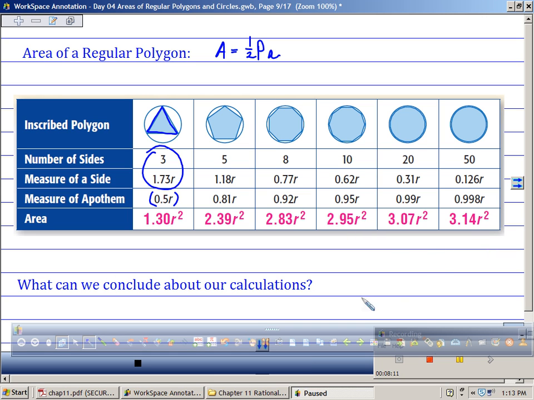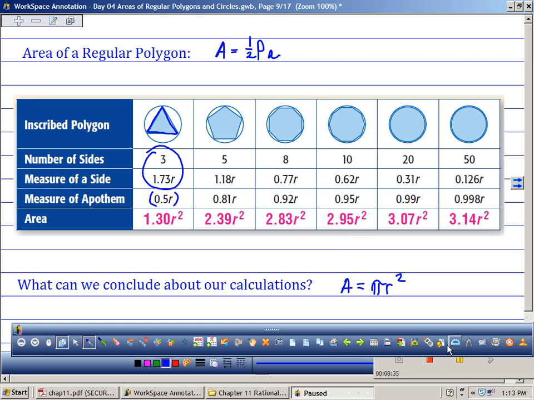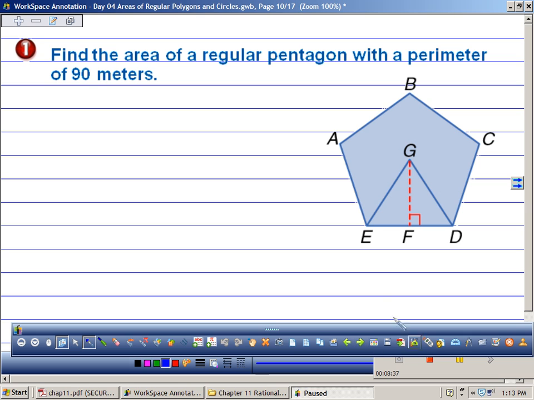Okay, so what can we conclude about our calculations? That as this gets closer and closer to a circle, the area of a circle is pi times the radius squared. That's what you need, which most of you already know that formula. I just want to show how it relates to the apothem. Okay, so now let's work with these two things.